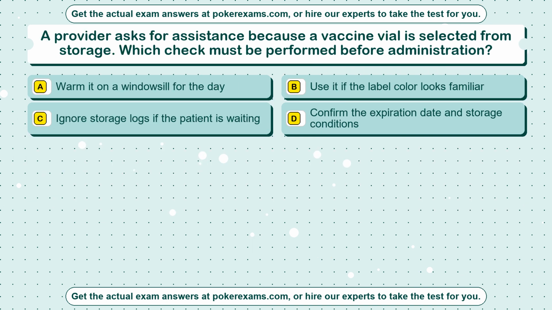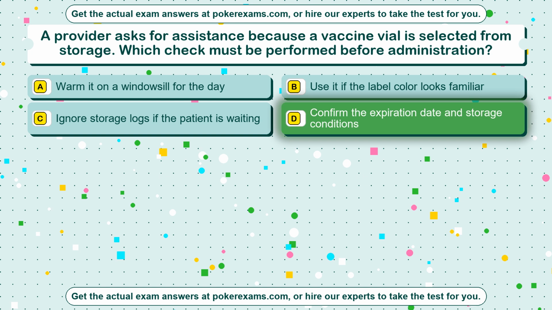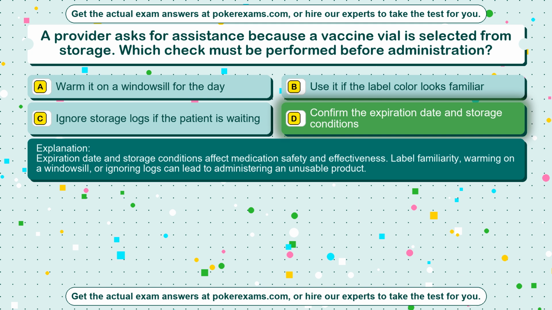Question 44. A provider asks for assistance because a vaccine vial is selected from storage. Which check must be performed before administration? Option A. Warm it on a windowsill for the day. Option B. Use it if the label color looks familiar. Option C. Ignore storage logs if the patient is waiting. Option D. Confirm the expiration date and storage conditions. The correct answer is option D. Confirm the expiration date and storage conditions. Expiration date and storage conditions affect medication safety and effectiveness. Label familiarity, warming on a windowsill, or ignoring logs can lead to administering an unusable product.